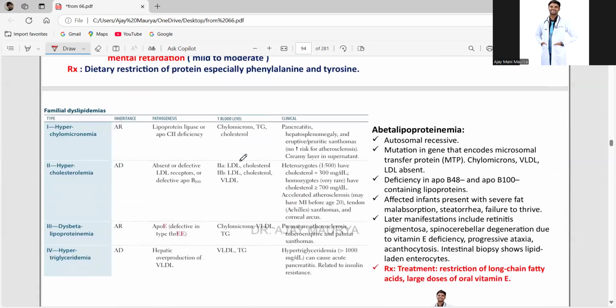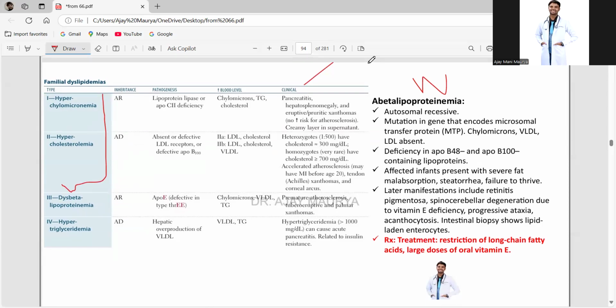Next, guys, we have the familial dyslipidemias, and this is the non-familial. This is the non-familial and this is the familial. You just have to remember the first two. This is hyperchylomicronemia, hypercholesterolemia. Just remember the pathogenesis, known pathogenesis, and the clinical features. This is what you have to learn by heart. This is the non-familial.